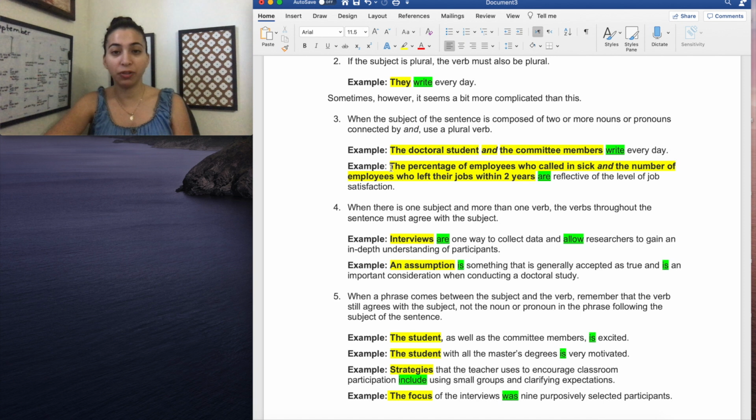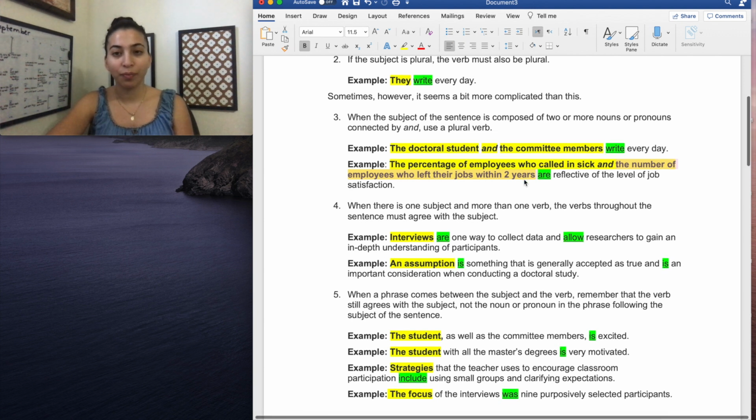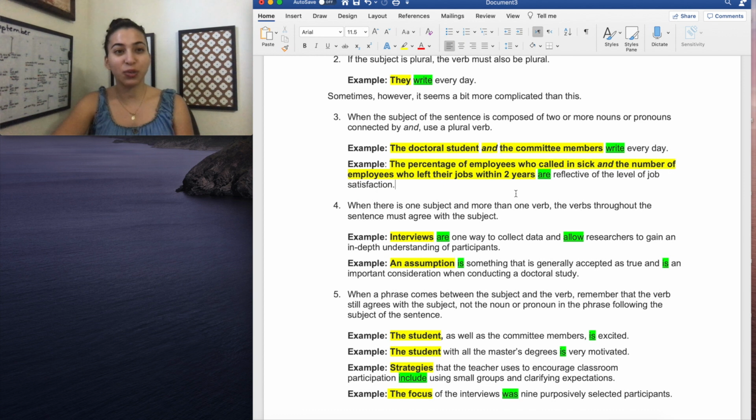So again, here we have two things. The percentage of employees who call in sick, that's one. And the second one is the number of employees who left their jobs within 2 years. Okay, so both of these are the subject. So it doesn't have to be just one name, like we said, John and Jamie.